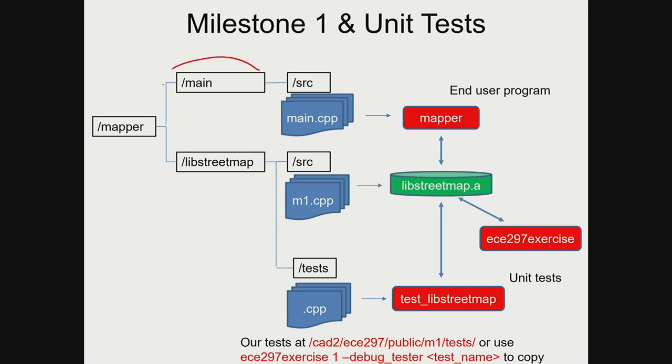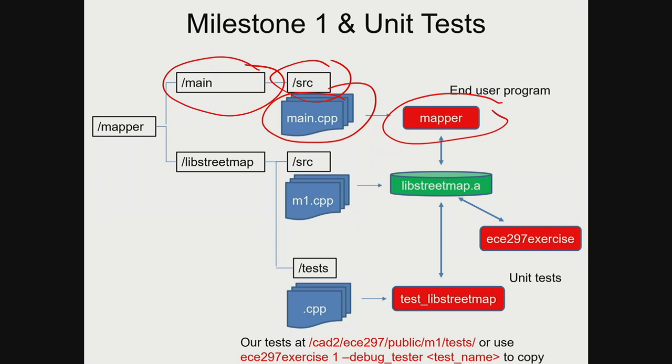You also have this /main/source directory, and you can write code in there. We give you a skeleton of a main.cpp file, but you can write other ones. For milestone 1, you're not going to write anything in there. We don't care what you put in there. We're not going to test it. But that code actually turns into your mapper program, which is what an end user will run. And in milestone 2, that's what your TA is going to run.